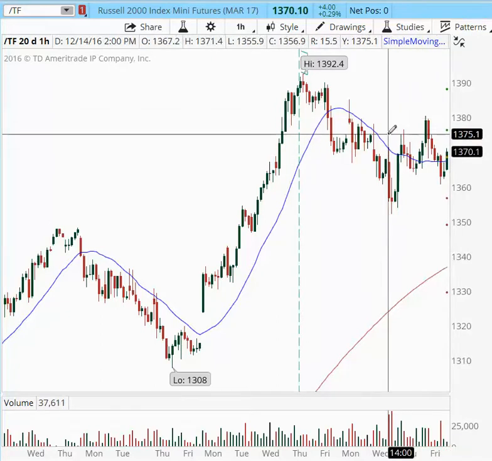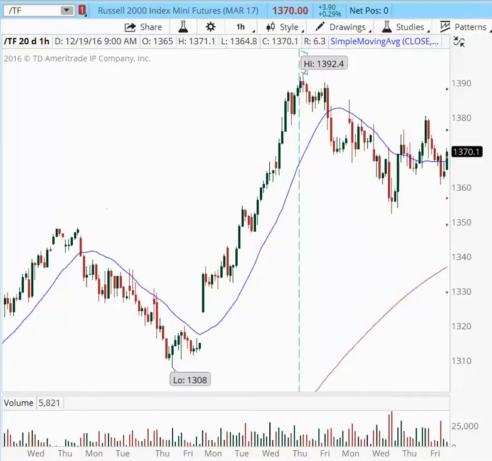So far, no entry in Russell. Waiting for a pullback, perhaps into the 1367-ish area or 1366. That would actually be considered a better entry at this point. We're going to see how that is going to play out.